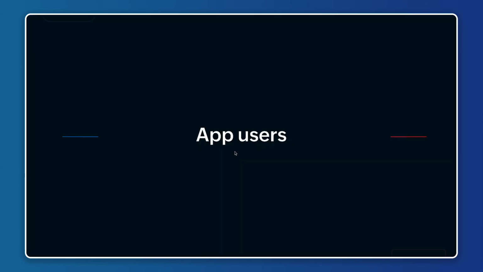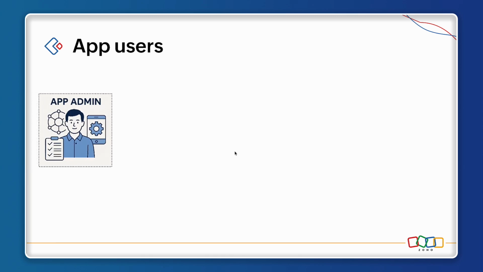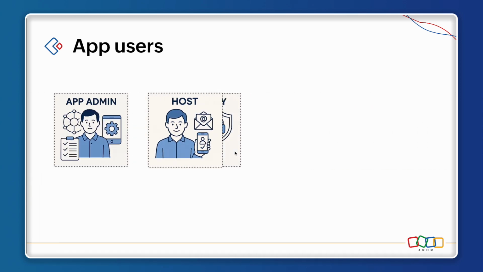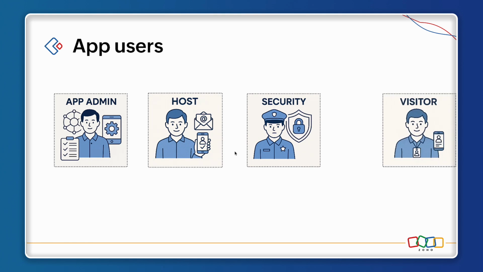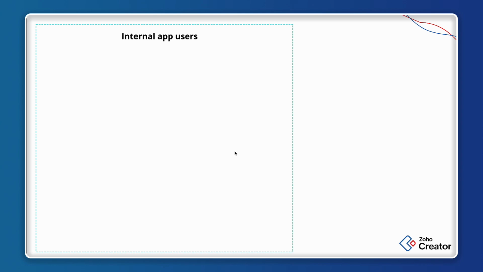And who are the app users? Now we'll have a look at the internal stakeholders and the external stakeholders. We have the app admin, the host, the security, and the visitors. Now let's have a look at the roles that are handled by each of these users.